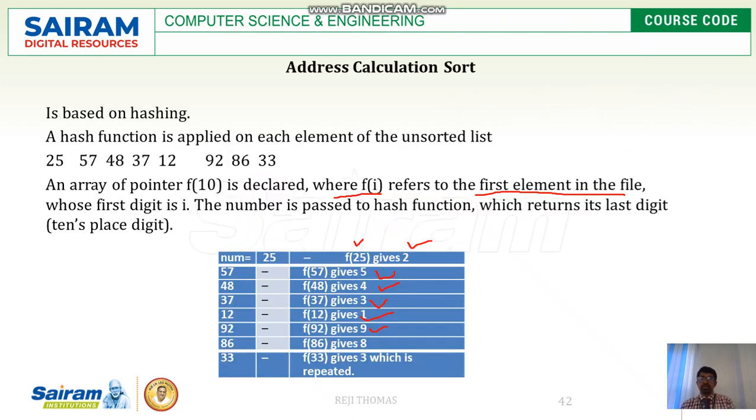What was the technique we used? We used a technique called hashing. This is one of the very interesting and easiest sorting techniques. The only thing is you have to find the hash function for every element to be sorted.